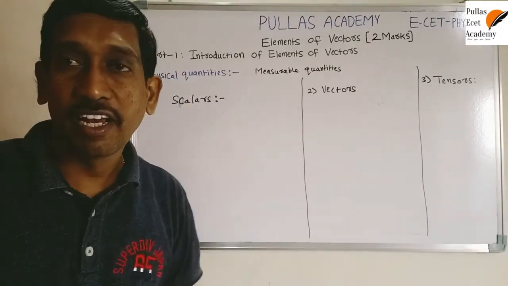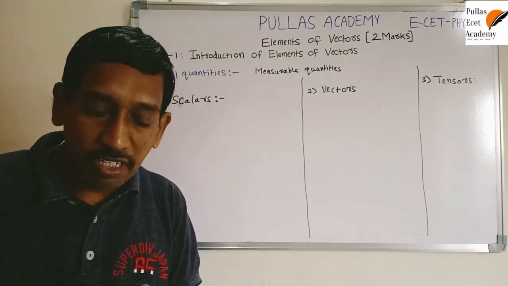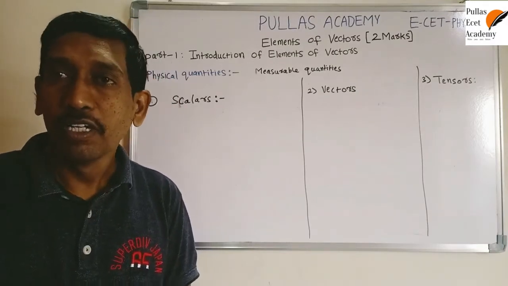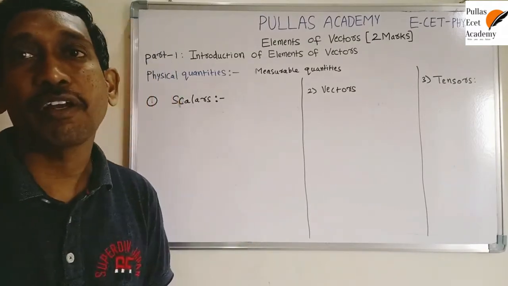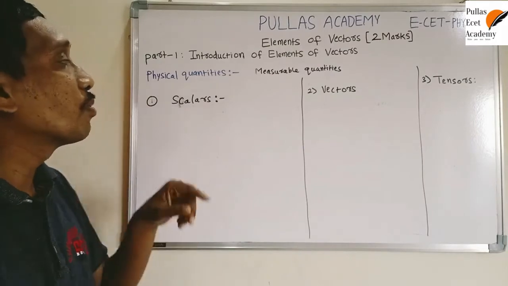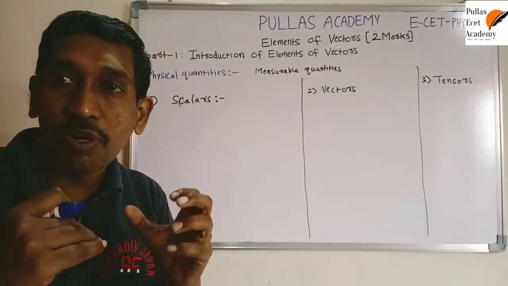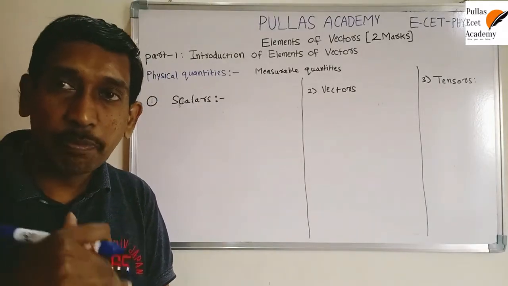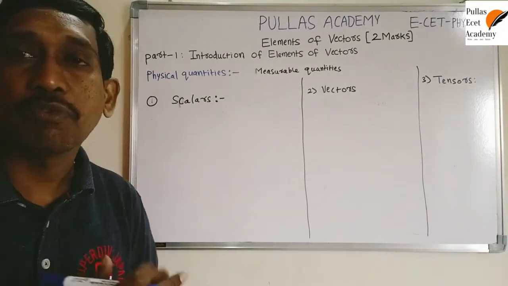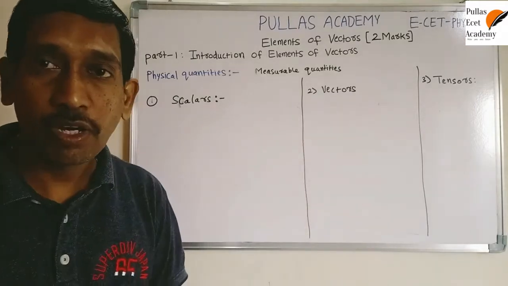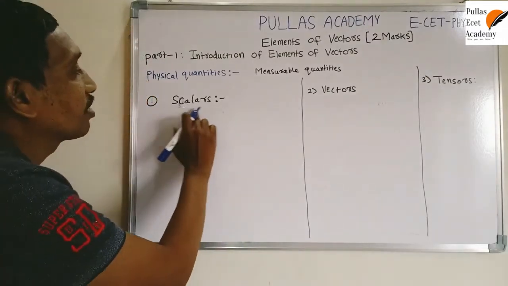Now everyone knows what a scalar quantity is. These are also physical quantities, but they have only magnitude. There is no direction. If you want to define or explain this quantity, no direction is required. It does not have any particular direction. It is possible to measure the magnitude of these quantities accurately, and they are called scalars. The physical quantities which have only magnitude but no direction are called scalars.